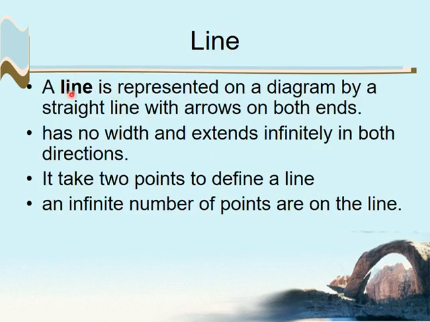Line. A line is represented on a diagram by a straight line with arrows on both ends. It has no width and extends infinitely in both directions. It takes 2 points to define a line. An infinite number of points are on the line.